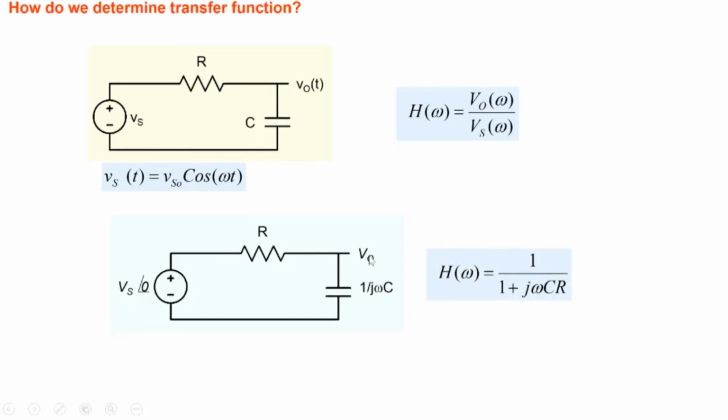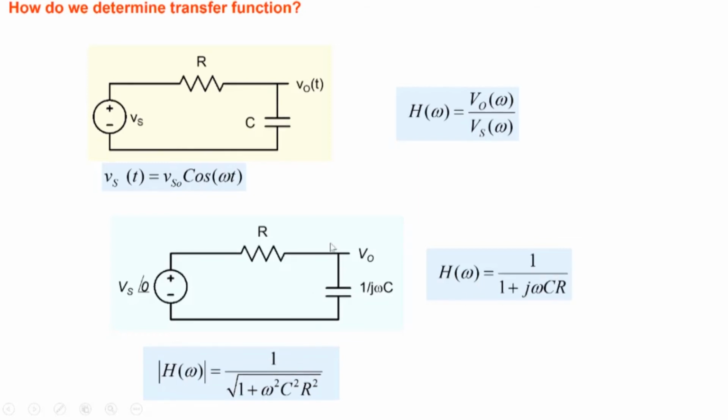So it's a simple analysis, V0 by Vs. You can easily analyze this and show that the transfer function is 1 by 1 plus j omega CR. Okay, so it's just a simple voltage divider. So you can get 1 plus j omega CR here. So now we said, okay, you obtain a transfer function. So obtaining the transfer function is straightforward.